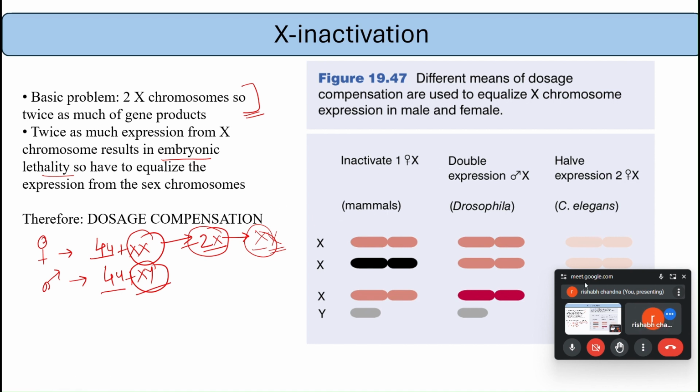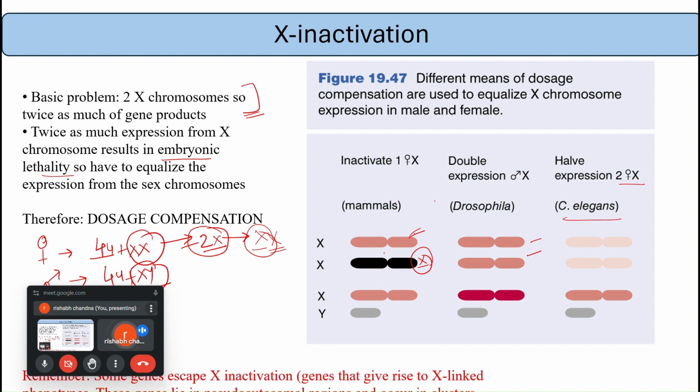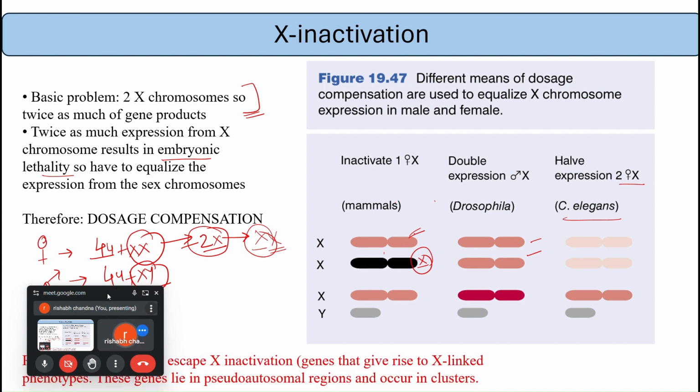In mammals, only one X expresses itself, but the other X does not. While in Drosophila, both X chromosomes express themselves, and the same is the case with C. elegans. So this inactivation is the case with mammals, including humans, only. Now, how does this X inactivation happen?